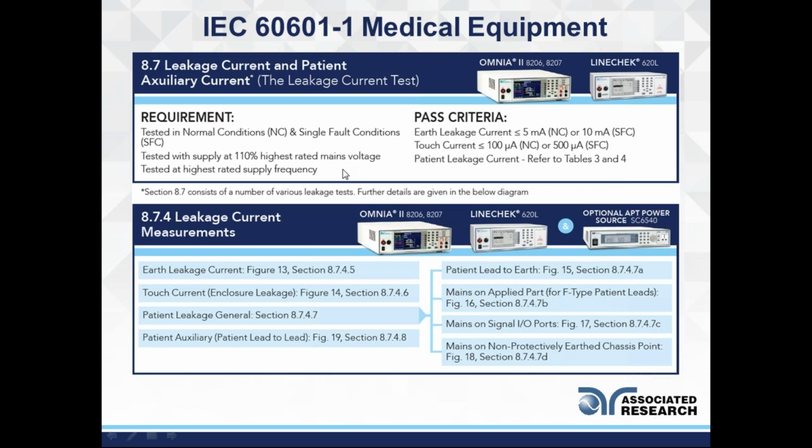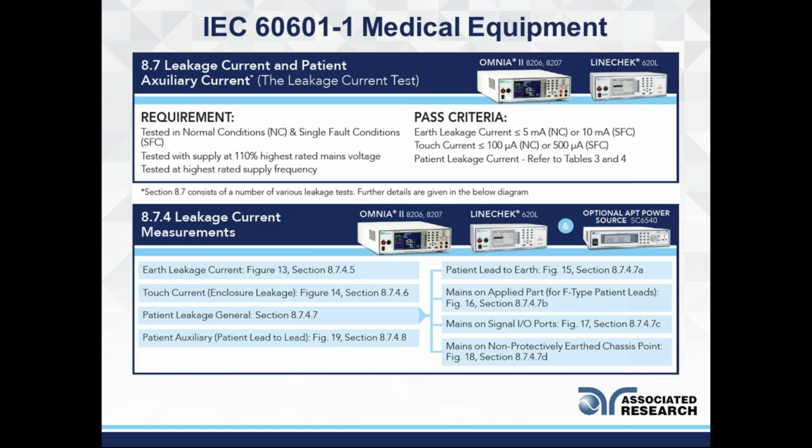And obviously you will be testing to your rated supply frequency. So the pass criteria, earth leakage, which through past poll questions we've learned almost 100% of people are doing. Those limits aren't too stringent. Less than or equal to 5 milliamps under normal conditions, which is what the NC stands for, or 10 milliamps under single fault conditions.